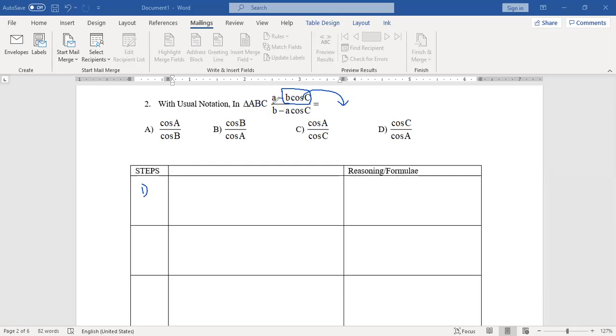Where does B cos C come? In the formula of A. Write A, write B. And replace A and B here. You will get the answer directly. So one step mein aapka answer mil jayega. So write down the projection rule. Everybody write the projection rule.